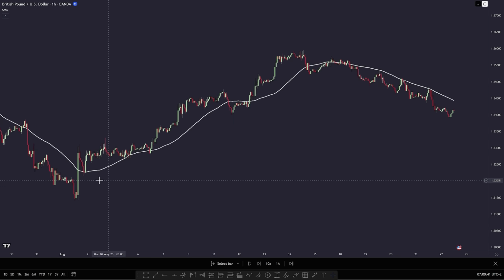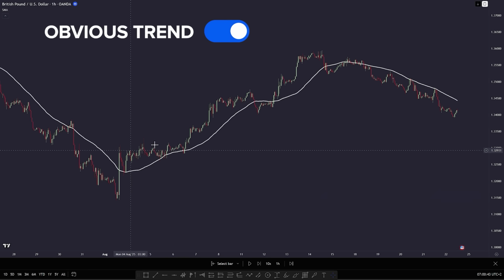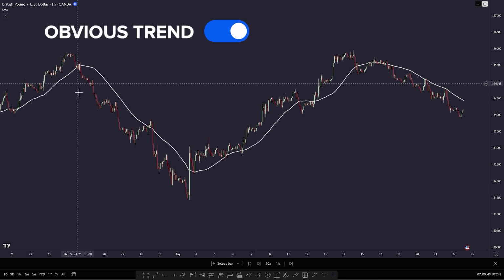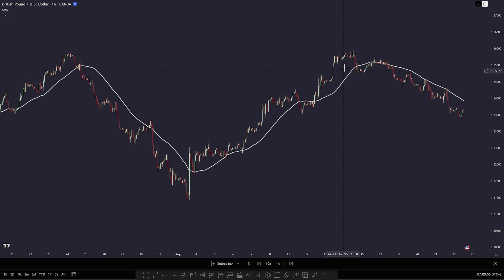First thing, the trend has to be obvious. I mean really obvious. Higher highs and higher lows that are crystal clear for longs. Lower highs and lower lows with no ambiguity for shorts. If I can't see the trend in 3 seconds, I don't trade it.